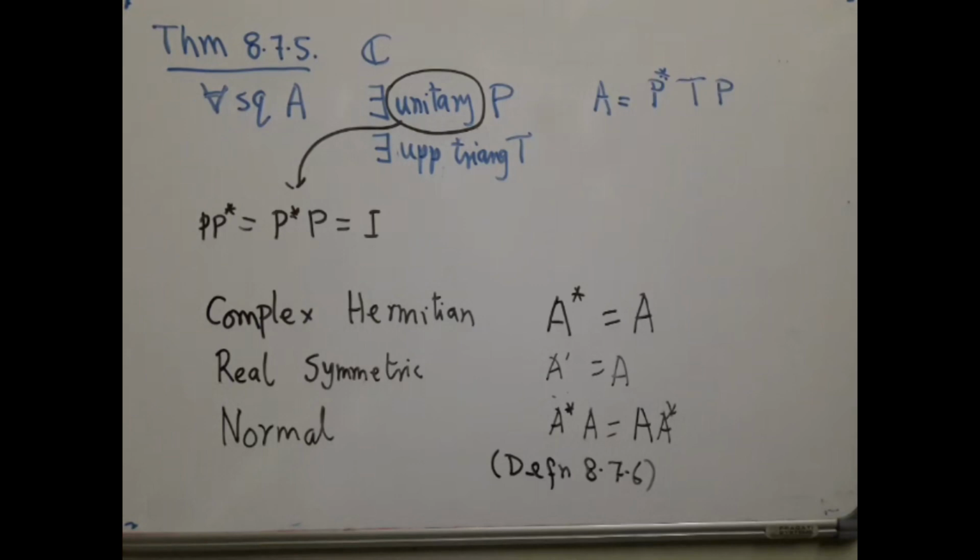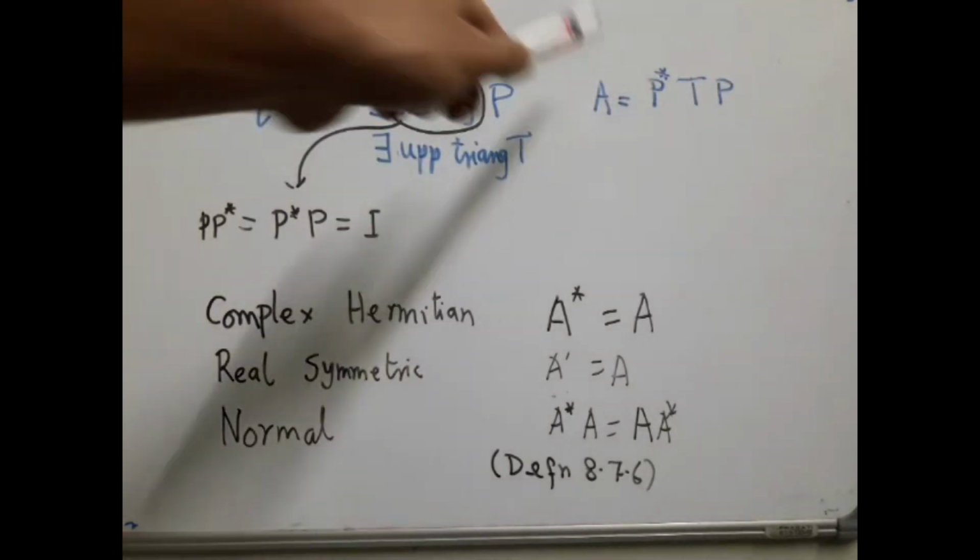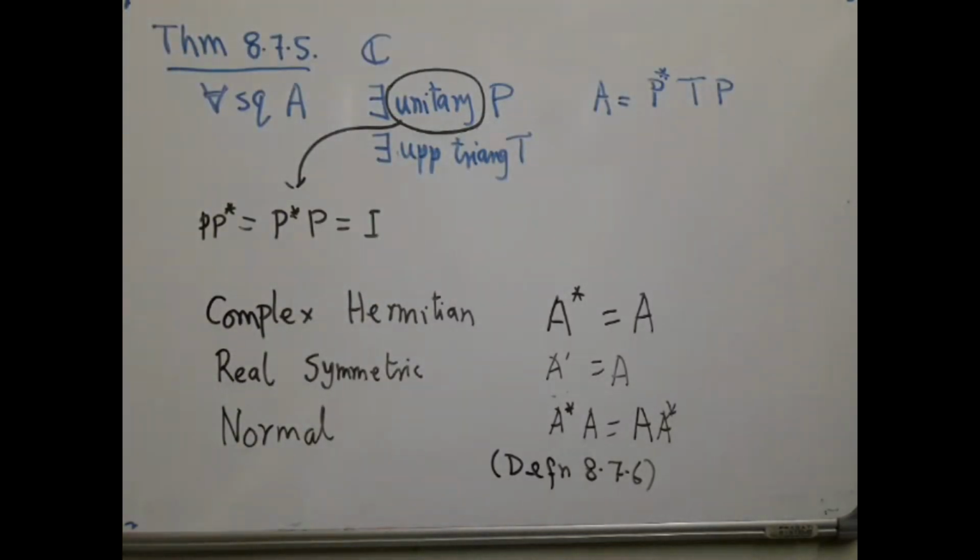Then we shall consider normal matrices, which are defined in definition 8.7.6. These are defined as square matrices that satisfy this condition, and we shall see that normal matrices actually have both these two things as special cases, which are also semi-simple. Not only that, in all these cases, we will have a very special form of similarity, namely where this non-singular matrix will also happen to be unitary.